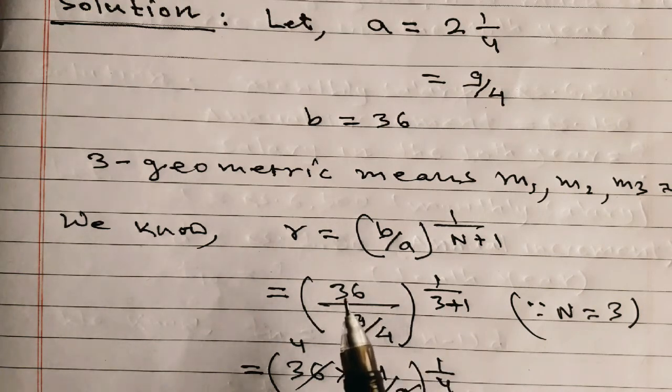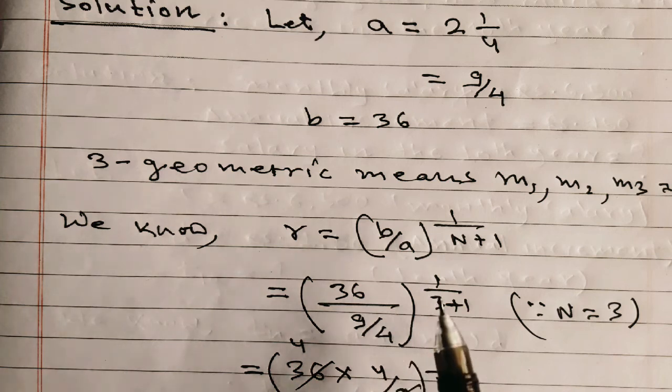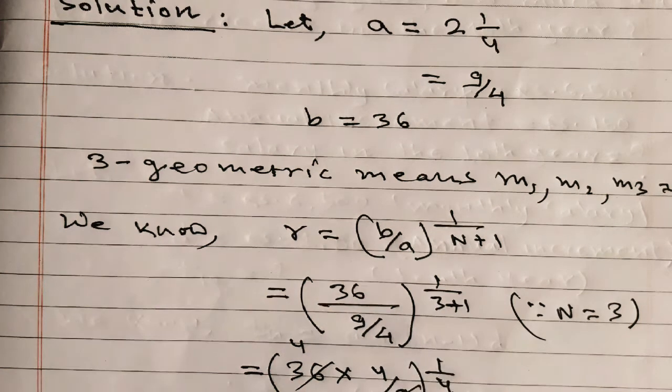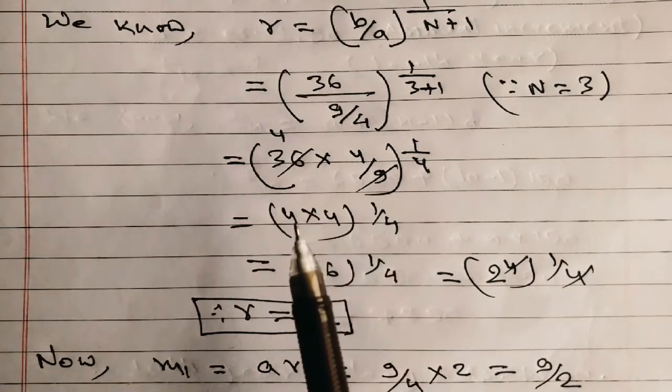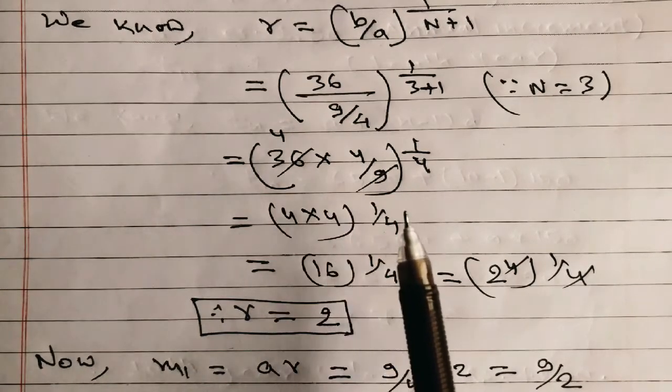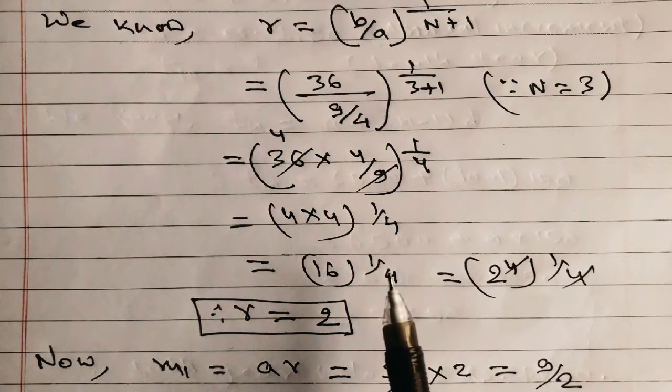36 divided by 9 by 4. Now this divide will change into multiply, and 9 by 4 will change into its reciprocal, 4 by 9. So 36 into 4 by 9, whole power 1 by 4. 9 fours are 36, so we get 4 into 4, whole power 1 by 4. 4 fours are 16, 16 power 1 by 4.